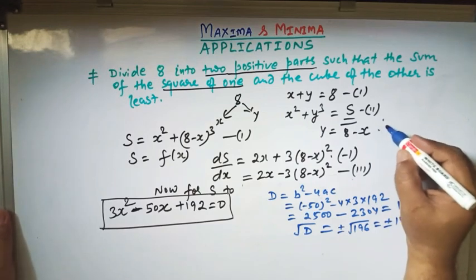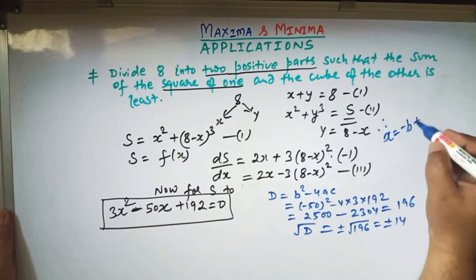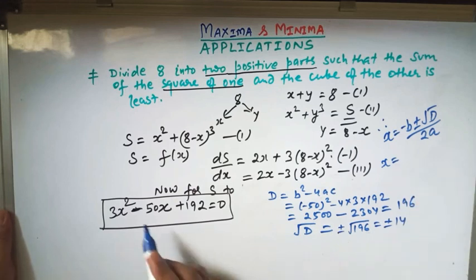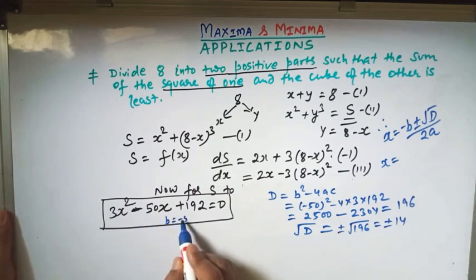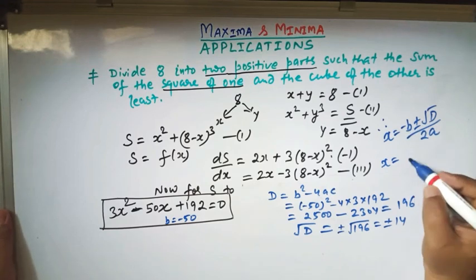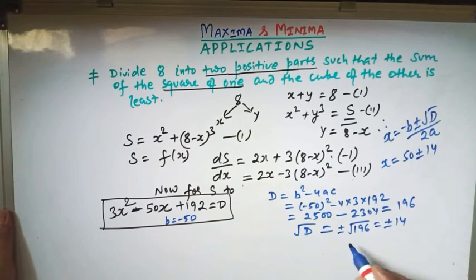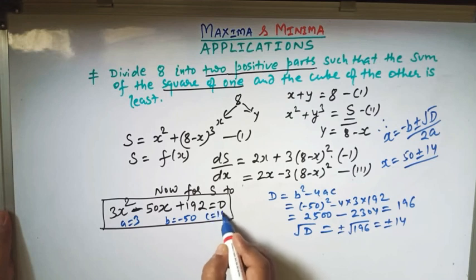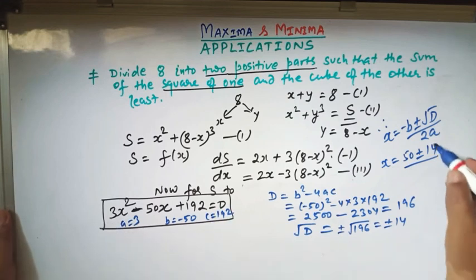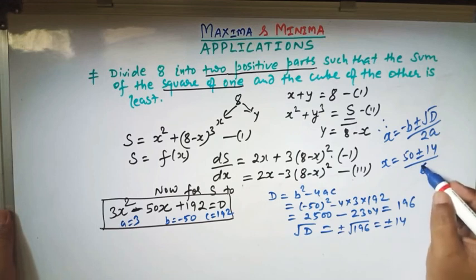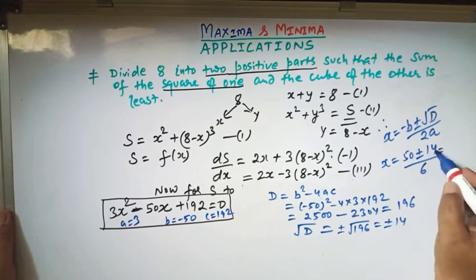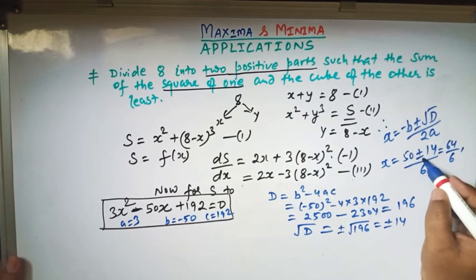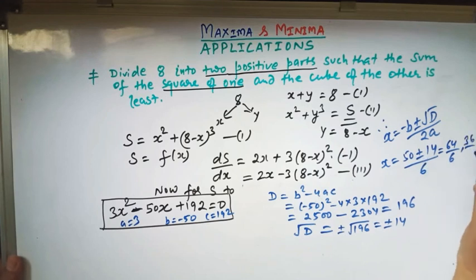Clear? Now therefore x can be written as minus b plus minus square root of d over 2a. So x is minus b, which is 50, plus minus 14, and 2a is 3 times 2, which is 6. Now if we take the positive sign, we have 64 over 6, and if we take the negative sign, we have 36 over 6.